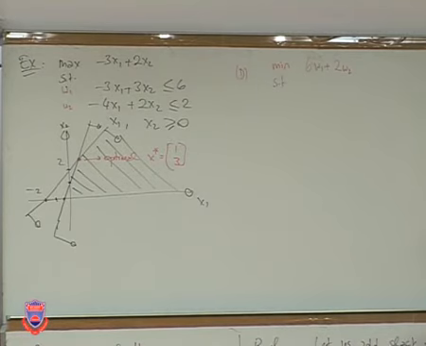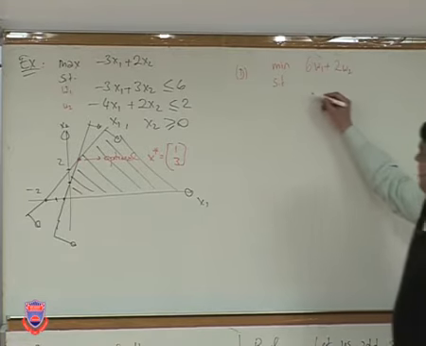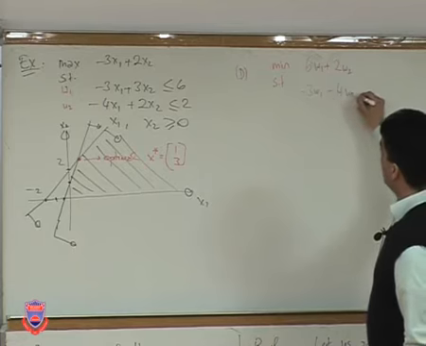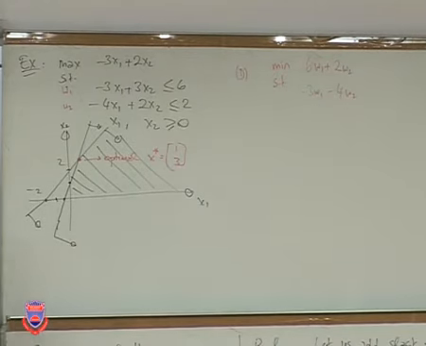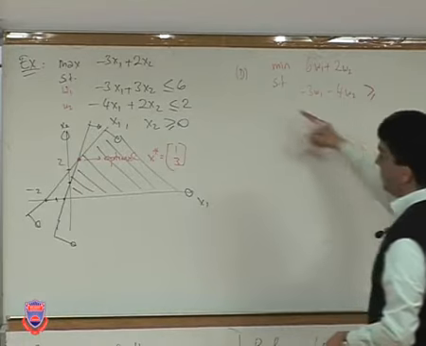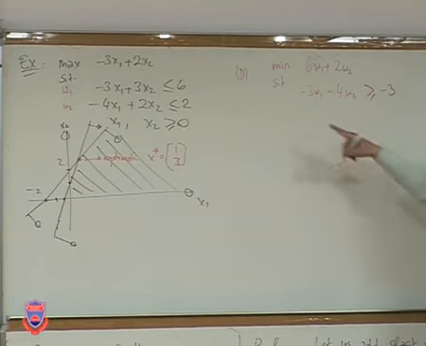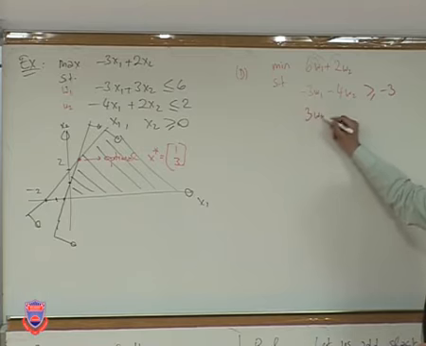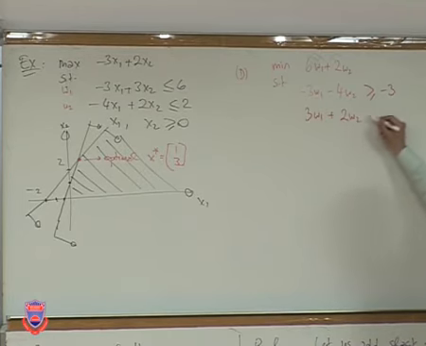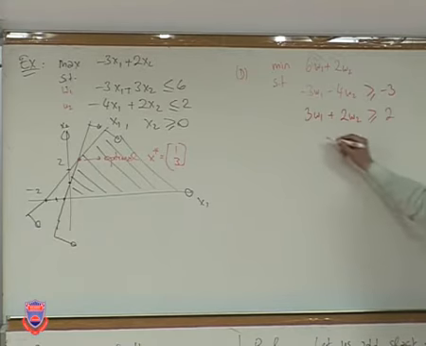All right, so what does the first constraint look like? Minus 3W1 minus 4W2 will be greater than or equal to, what's the right-hand side value? Minus 3. What about the second constraint? 3W1 plus 2W2 greater than or equal to 2, and W1, W2 are non-negative.